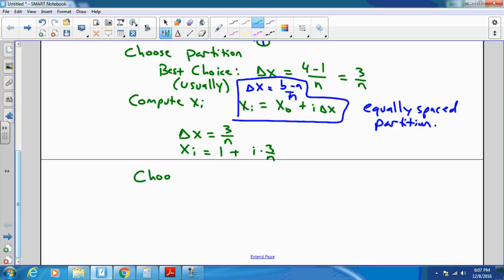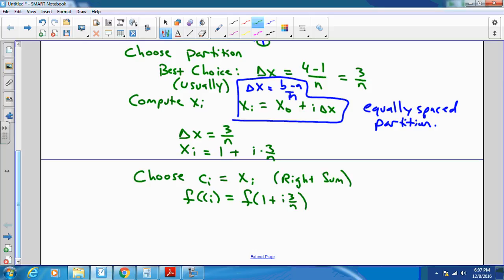It's all set up. Now we're going to choose the c sub i, and we have lots of different possible choices: left, right, midpoint, upper, lower, other. But my favorite, and the one you'll see me use much of the time, is a right sum, where we let c sub i simply be equal to x sub i. And I think it's worth it at this moment to consider exactly what f of c sub i would then be.